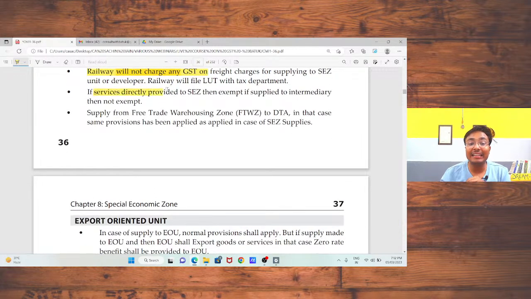If services are directly provided to an SEZ, then exempt. If supplied to an intermediary, then not exempt. Okay. If I am going to provide any services directly to the SEZ unit, in that case the exemption is available. And if I am providing those services to an intermediary, and the intermediary is going to provide those services to the SEZ unit, in that case I am not eligible to take the exemption. Okay.